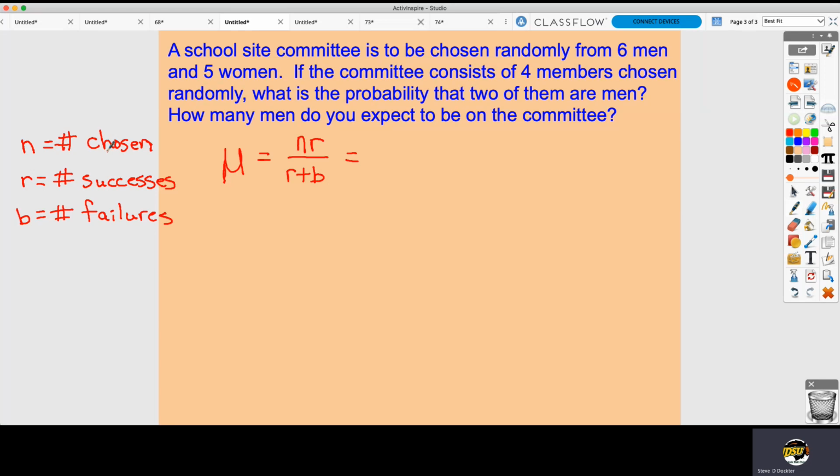So, number that can be chosen, how many can be chosen for this? 4, yep. So we're throwing our 4 in there. Our R, how many successes could we have? For this, we're trying to find how many men, right? So that would be our 6. Down below again, R would be 6. Plus, ladies, I'm sorry, this is just what the book says, number of failures would be our 5 here.